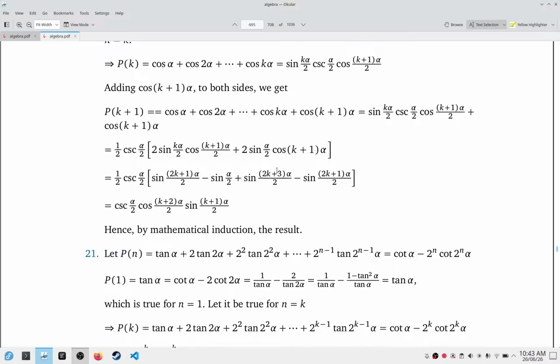So now we do trigonometric manipulation and finally we arrive at sin ((k plus 1) alpha by 2) cosec (alpha by 2) cos ((k plus 2) alpha by 2). And that's why induction is proven.